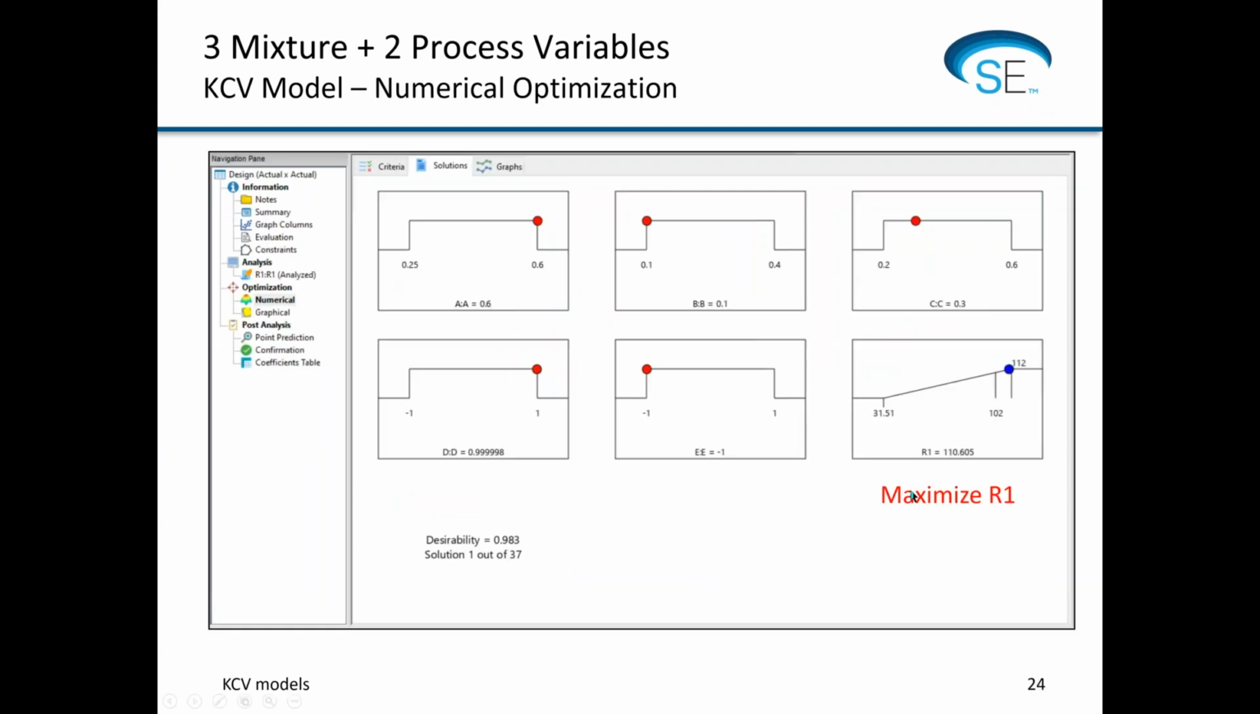We can then go in. Remember, our goal was to maximize R. We can go in and run the numerical optimization and find the levels that maximize R. So it looks like a high level of A and a low level of B and an intermediate level of C, along with the high level of D and the low level of E, are going to give us the highest response.